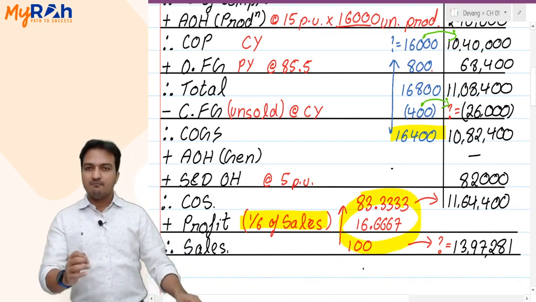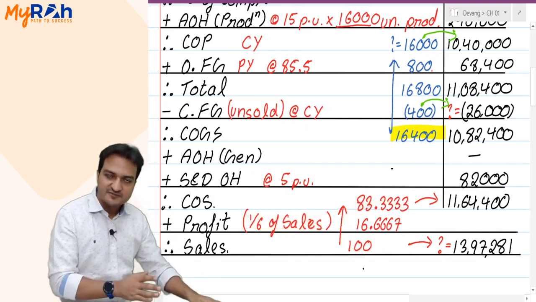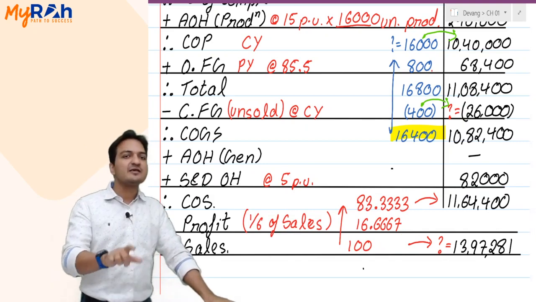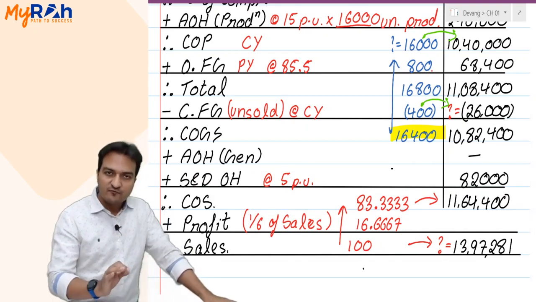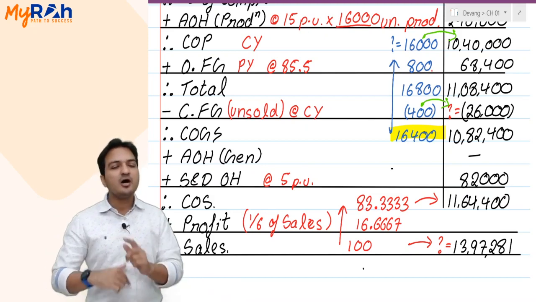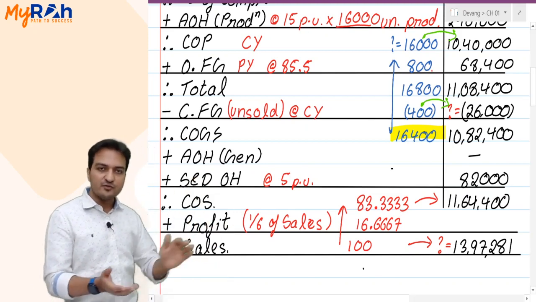What was the method? My method was direct, saying that if profit is based on sales, but the sales is missing, then assume that missing as 100. If profit is based on something and that something is missing, assume that missing as 100. Then do reverse working, cross multiply will give you the answer.